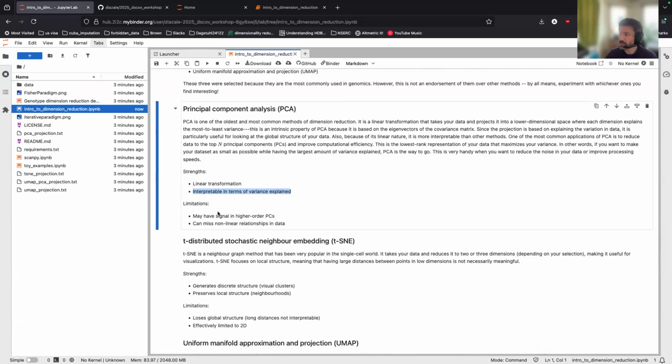The main limitation of PCA is that you may have signal in higher order principal components. Typically, the way you work with PCA is you take your data, run it through PCA, and say, okay, we're going to take the top 40 principal components and use that for our analysis. If you have signal in principal component 41, it's going to get thrown away. So that is something to consider. And you can also miss nonlinear relationships in data. So if you have a lot of interesting clusters, they may actually get kind of squashed and forgotten.